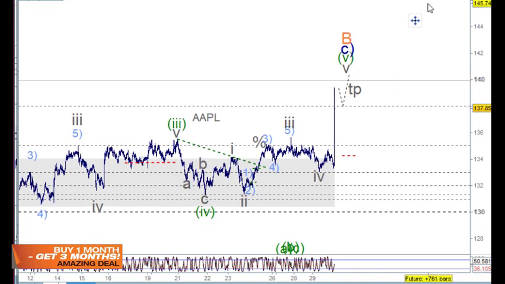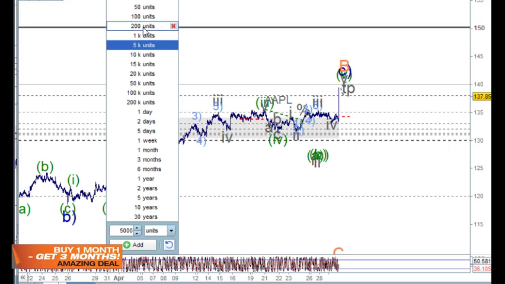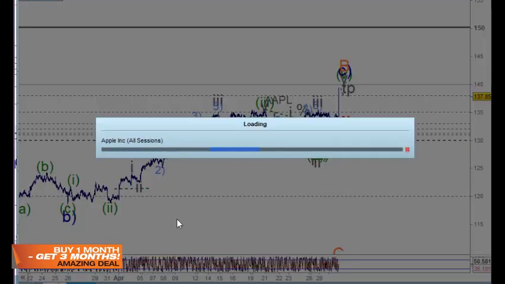Of course, the market can go further from here. This was just the count that we had at the time, so I'm still okay with that. Let me just go back to the daily chart. Actually, I want to go a little bit further in here.